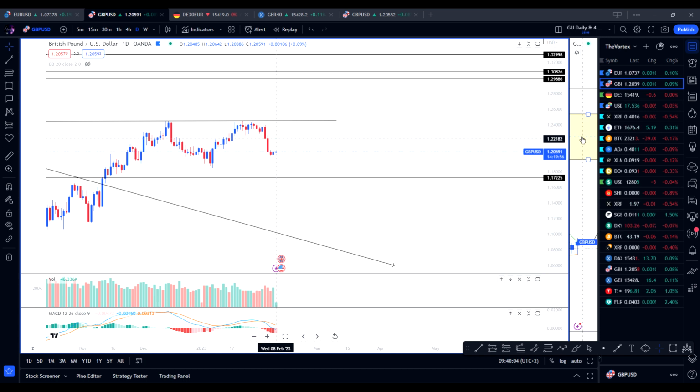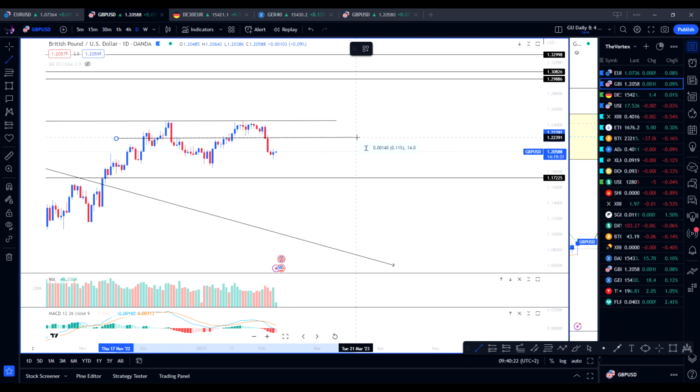Now, the zone which we are waiting for price to hit is the 1.22188 price mark right there. And if I had to put a line through it, it would be somewhere here.